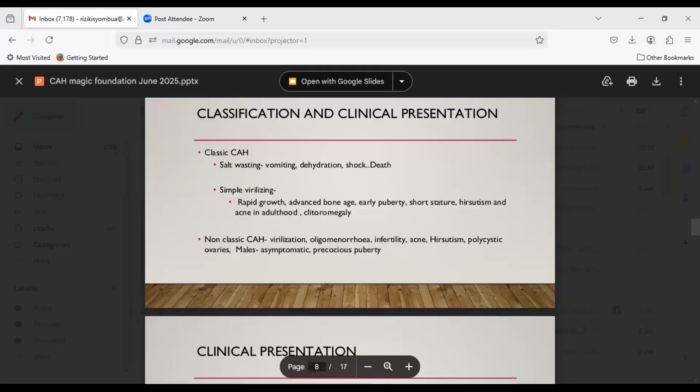Non-classic is the mildest form of CAH, and that would be diagnosed much later in life, either when boys go into precocious puberty, girls may also go into precocious puberty, or they may develop male hair distribution. Some are diagnosed actually as adults, and the females will have what looks like polycystic ovarian syndrome. And those are the non-classic.